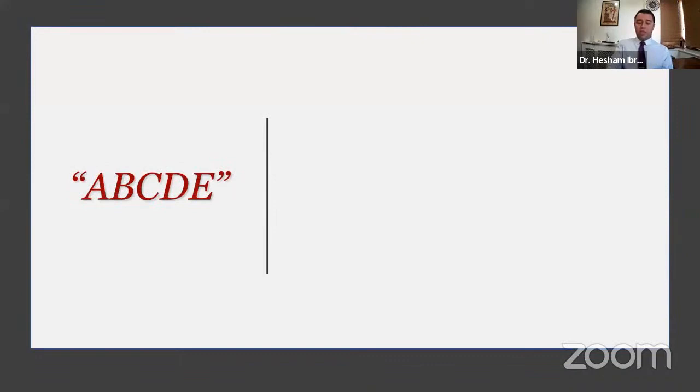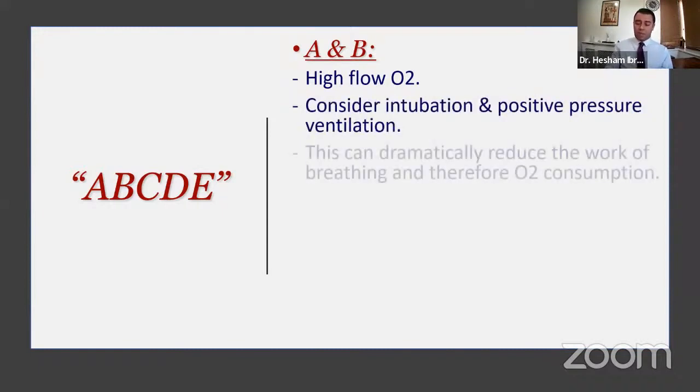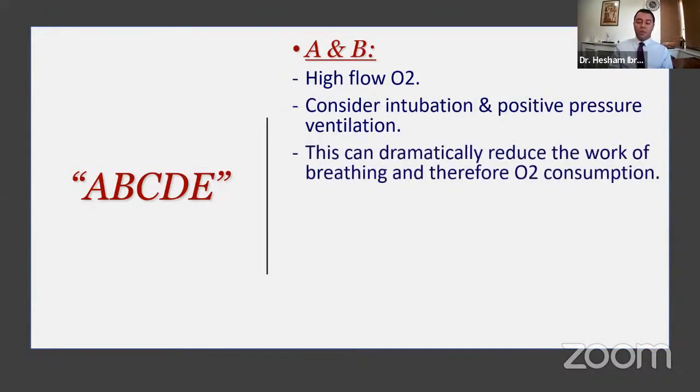Regarding the ABCD approach, it is the same like any unwell patient. We're just going to focus on a few things. So with the A and B, you would always give high flow oxygen. Remember that part of the shock problem is that the tissues are not getting enough oxygen. Give them more oxygen if you can, and consider intubation and positive pressure ventilation, because that will dramatically reduce the work of breathing and decrease the oxygen consumption.